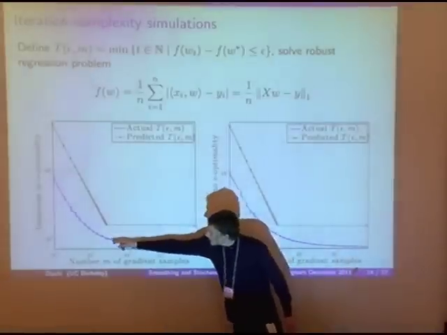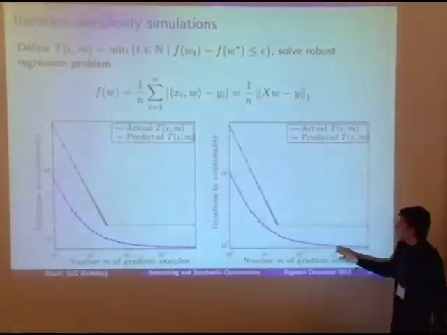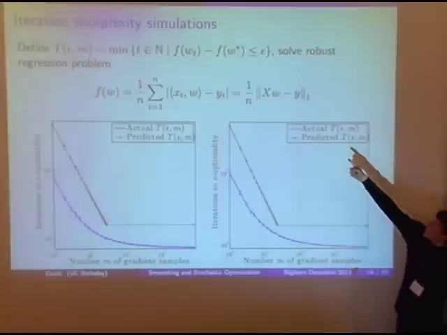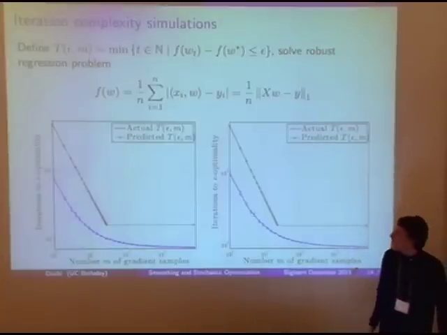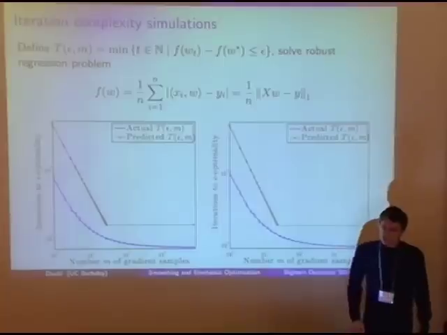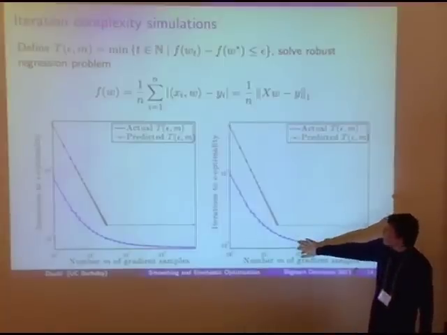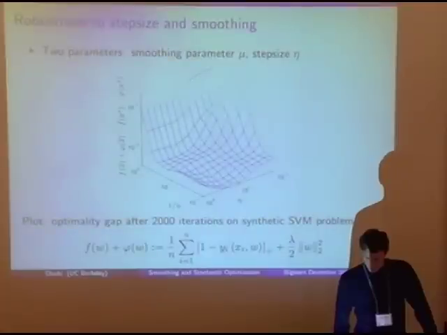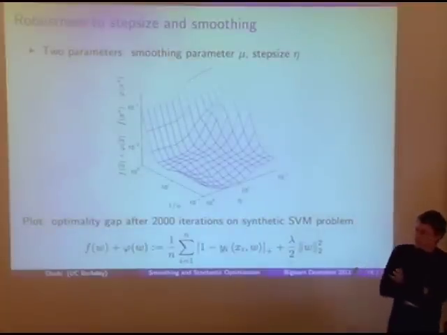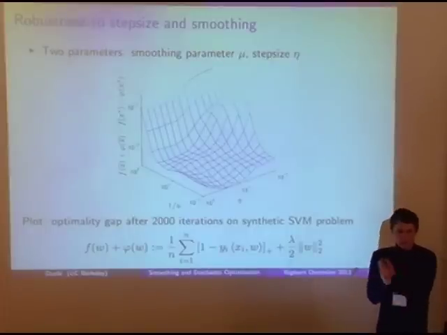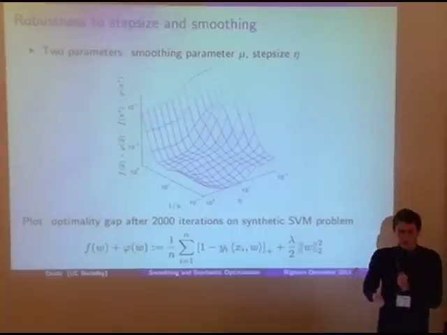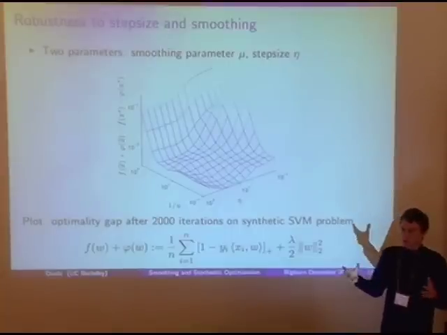So the blue line is the actual number of iterations it takes to get to some epsilon accuracy as a function of the number of subgradient samples we're getting for this robust regression problem. And you can see that roughly the prediction and the truth match up. Another thing in our method, there are two parameters that we have to specify when we run our method. We have to specify the amount of random perturbation, like how much noise we're going to be adding in, and we also have to specify a step size, right?